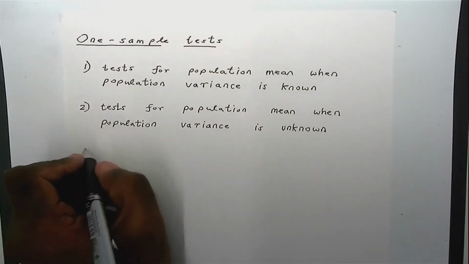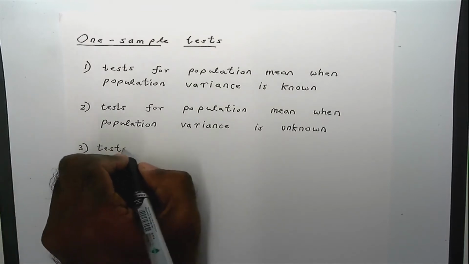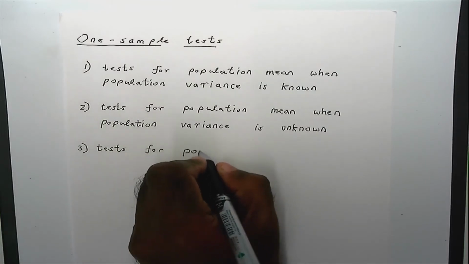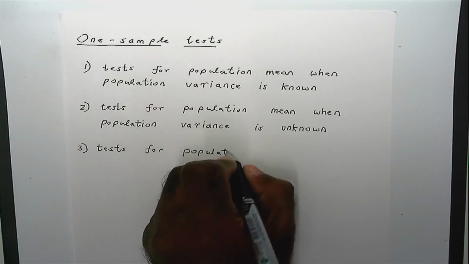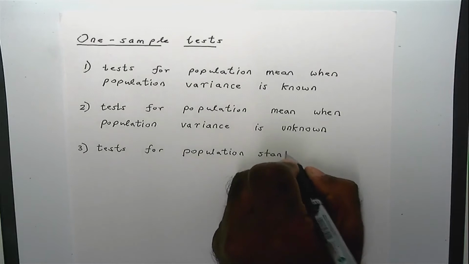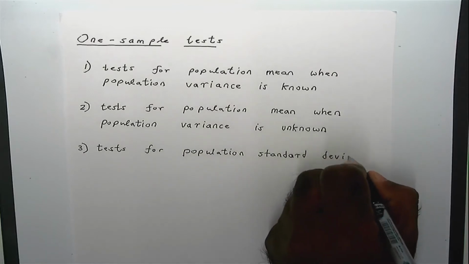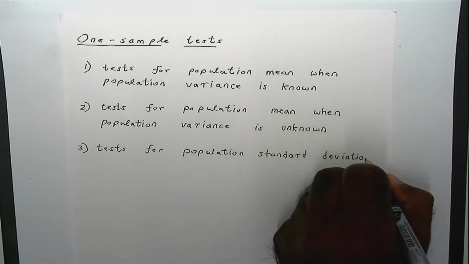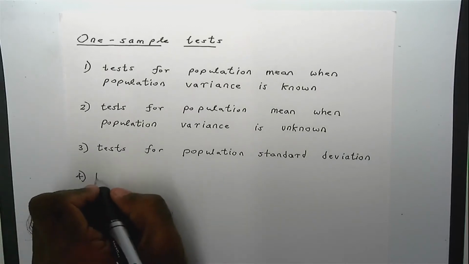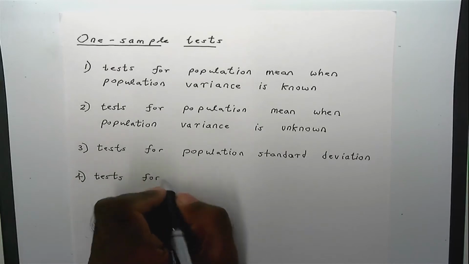Number 3 tests for population standard deviation. And finally, number 4 are tests for population proportion.